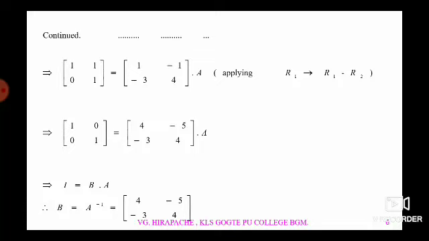Therefore we got the matrix on the left hand side, I is equal to B into A. Therefore here B is called the inverse of the given matrix A, containing the elements 4 minus 5, minus 3, again 4.